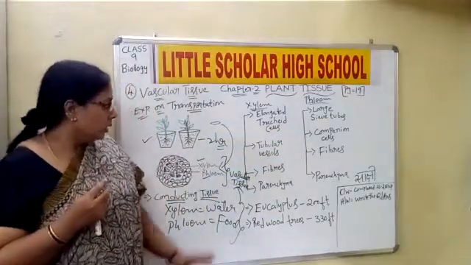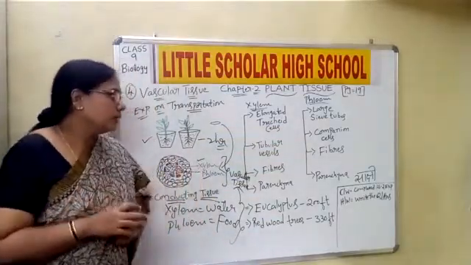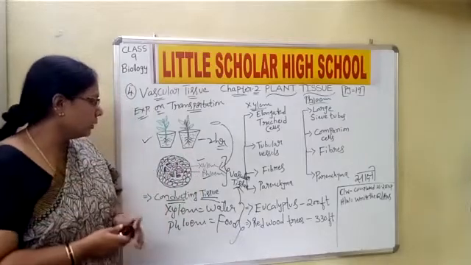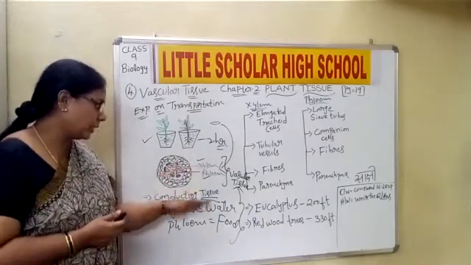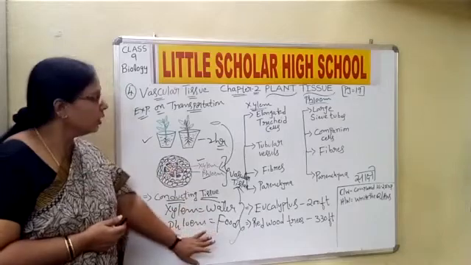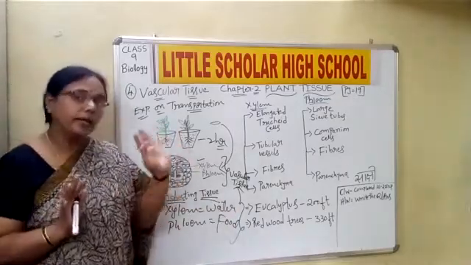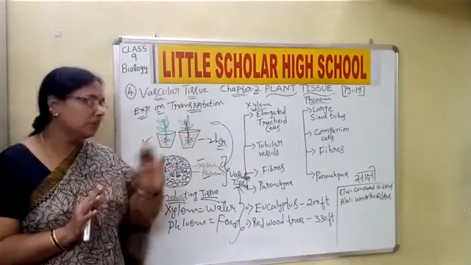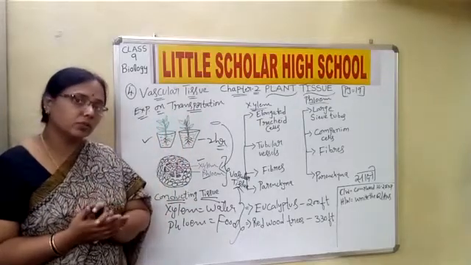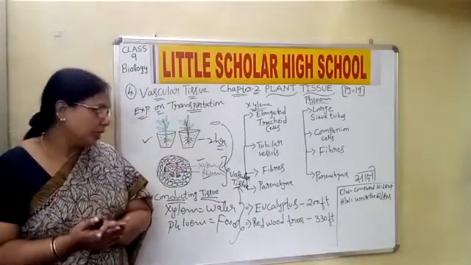Okay, children? So this is about the vascular tissue. Here you need to remember that xylem is for conduction of water, phloem is for the food, and xylem specifically consists of elongated tracheids and tubular vessels, wherein phloem consists of the sieve tubes and the companion cells.